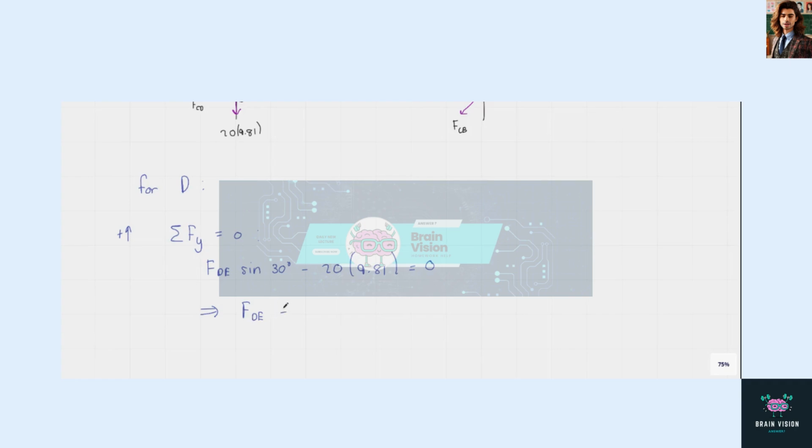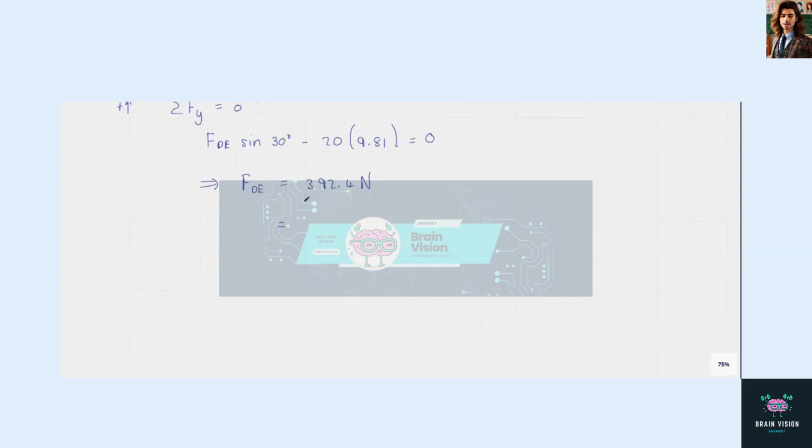And FDE from here we can see is 392.4 newtons. Keeping our significant figures, this is 392 newtons. So we found the first tension.